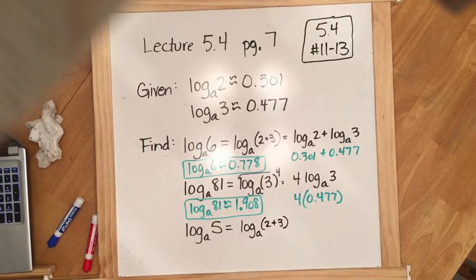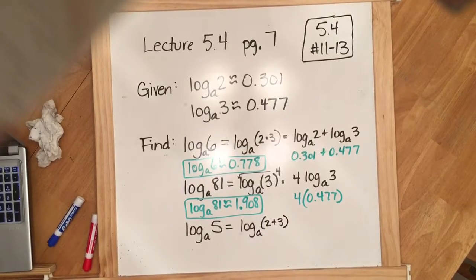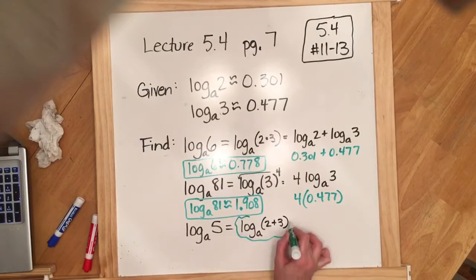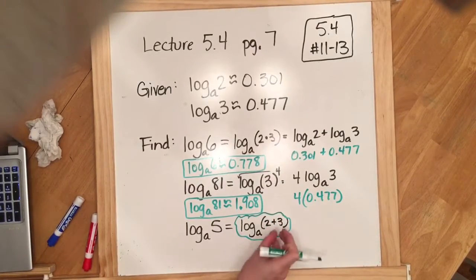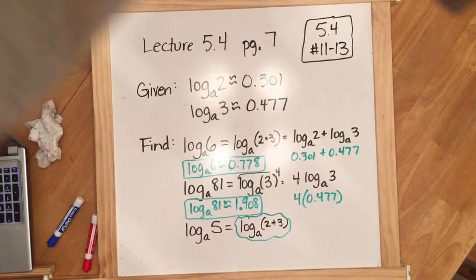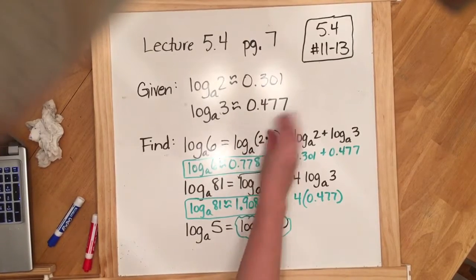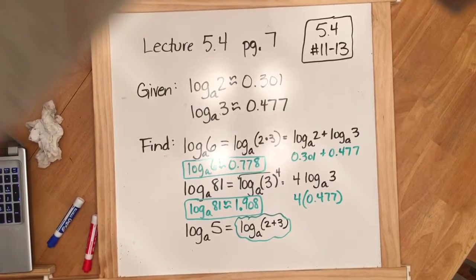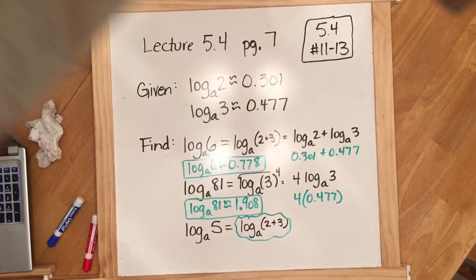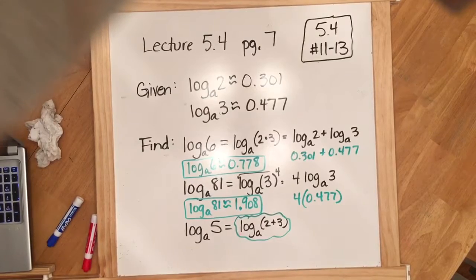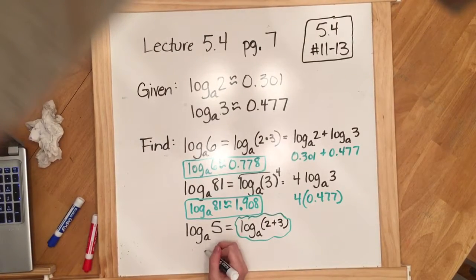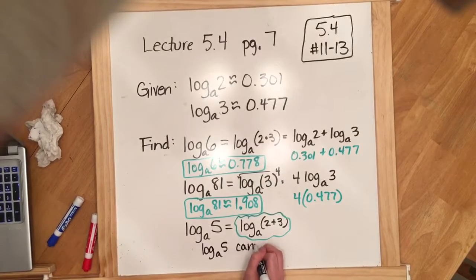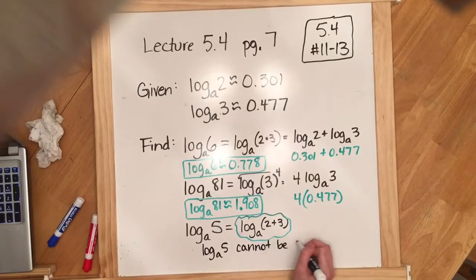However, this is a great example to point out that there's nothing we can do here, because addition on the inside does not break up into anything. It's only multiplication that breaks up into addition. Addition on the inside has to stay. There is no product, there's no property that will break that up using addition. So log base A of 5 cannot be determined.